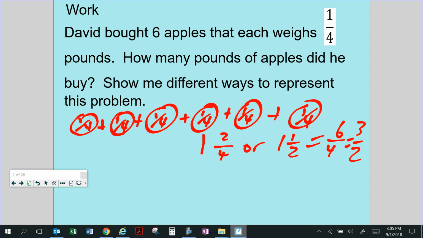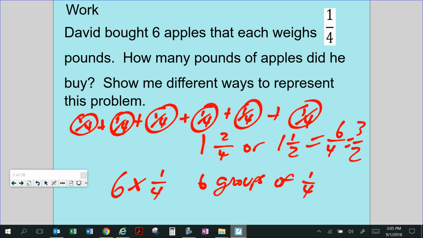Isn't repeated addition the same thing as multiplication? So another way is to do 6 groups of 1/4, or 6 times 1/4.